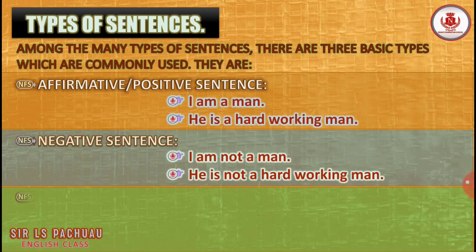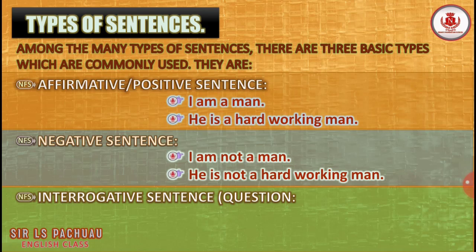And the third one is the interrogative sentence, or question sentence. Here, let's use the same sentence again. "Am I a man?" Here, "Am I?" You are asking a question now. You're not making a statement, but you're asking a question. Am I a man? But there is something different here. Do you notice what is different?